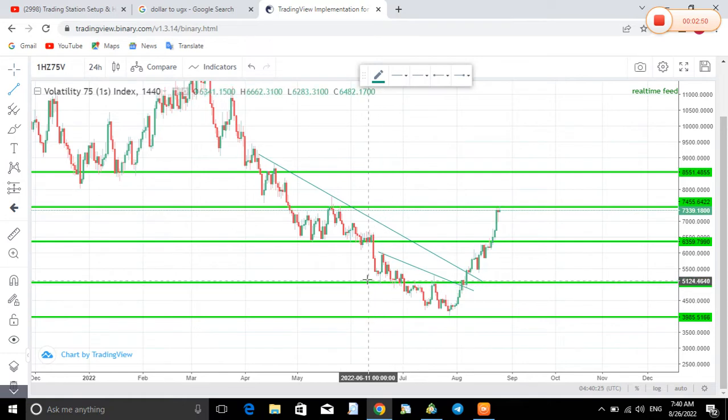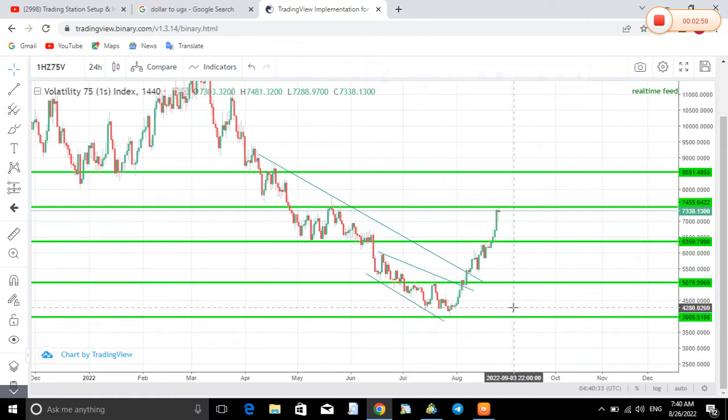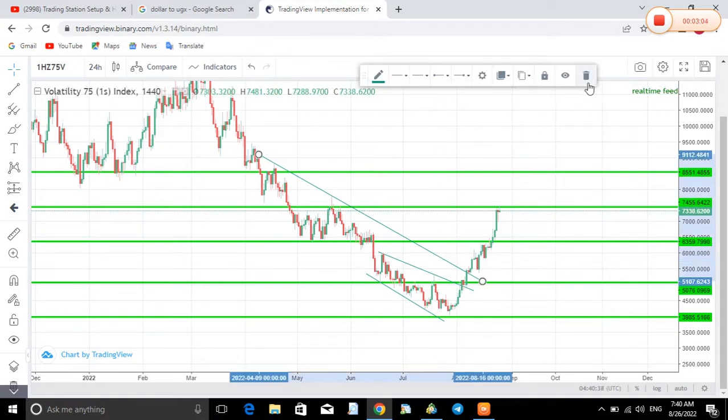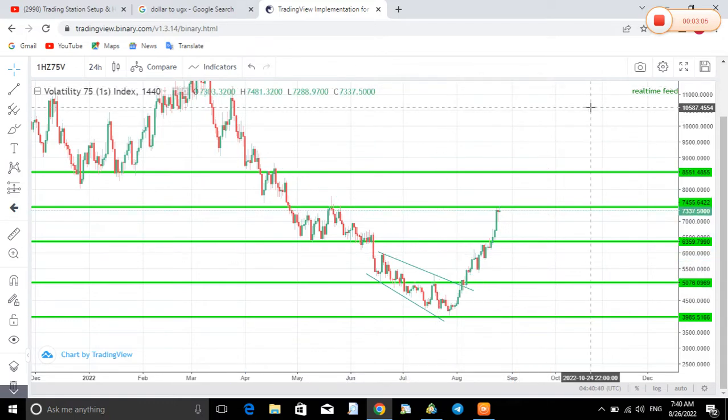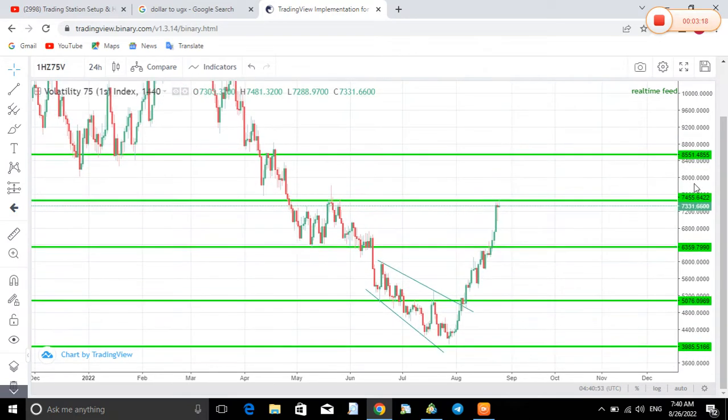Now remember, when you see a falling wedge, inside the falling wedge there is always a reversal pattern. It can be a double bottom or an inverted head and shoulders. On this particular pattern, the falling wedge, price turned from making lower highs and lower lows to making higher highs and higher lows. At the moment you can clearly see that 75 (1s) was in a deep uptrend.